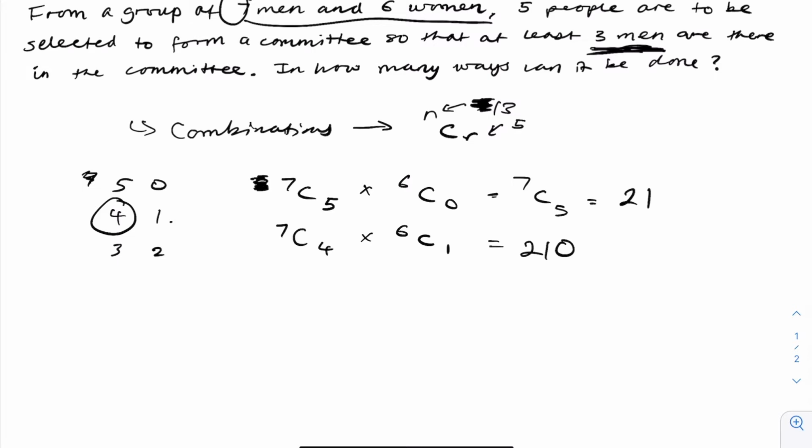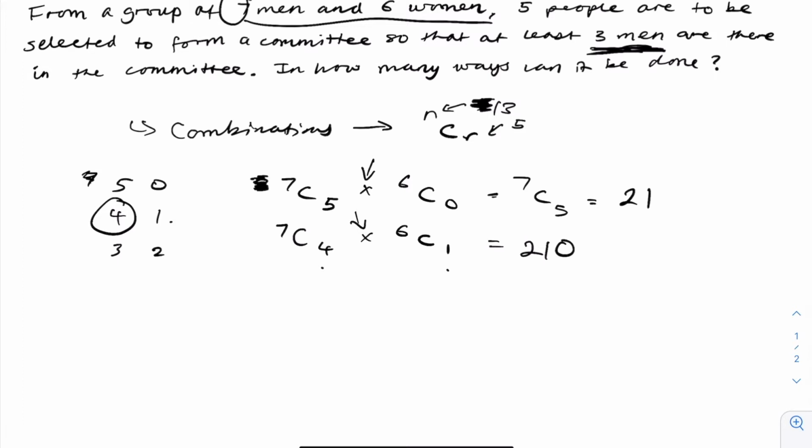You might be wondering, why are we multiplying here? Why aren't we adding? Well, that's just because they're in one scenario. When you choose 5 men, at the same time you're also choosing 0 women. When you're choosing 4 men, at the same time you're also choosing 1 woman. Therefore, because they're part of the same scenario, they have to be multiplied together. I'll show you some more examples where they get added instead.